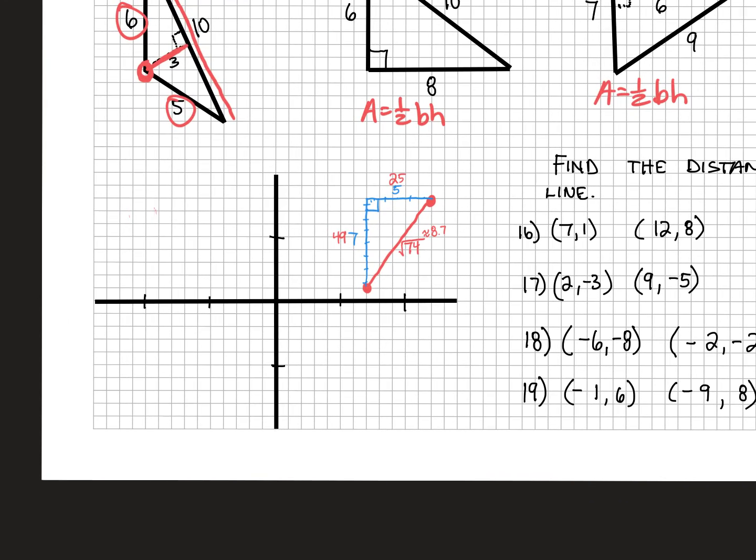Okay, so the rest of those, I'll point out where they are. You do the math. For this one, let's see if you got the spot right. (2, -3) is right there. And (9, -5) is right there. (-6, -8). And (-2, -2) is right there and right there. (-1, 6) is up here. -9 is 9 backwards, right there. And 8 up would be 5, 6, 7, 8, right there.